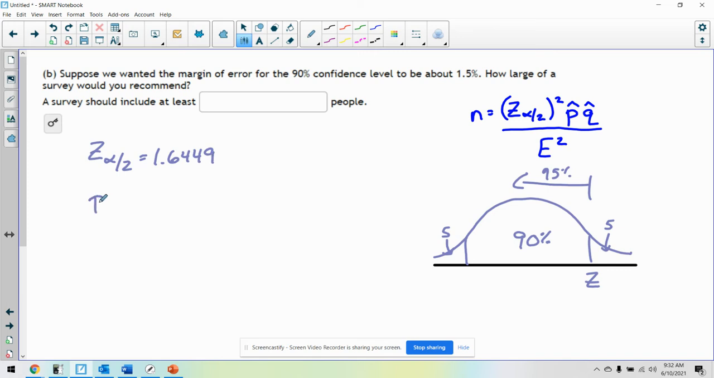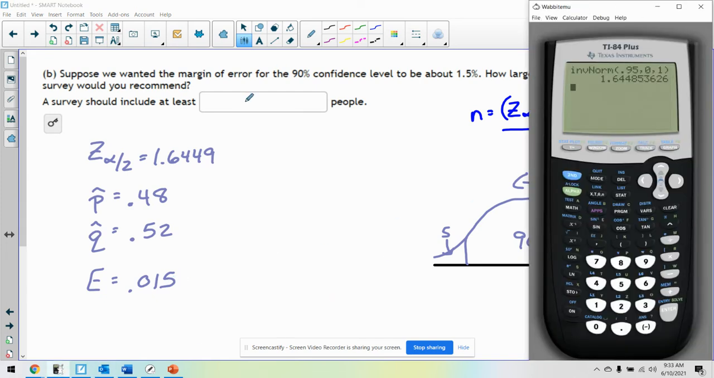Okay, my p hat is the proportion from the problem itself, which I think they said was 48% of students or whatever it was. Q hat is just the opposite. Q hat is the same thing as 1 minus p hat. So this is 1 minus 0.48 or 0.52. And our margin of error is 1.5% or 0.015. So now it's just a matter of plugging all that in.